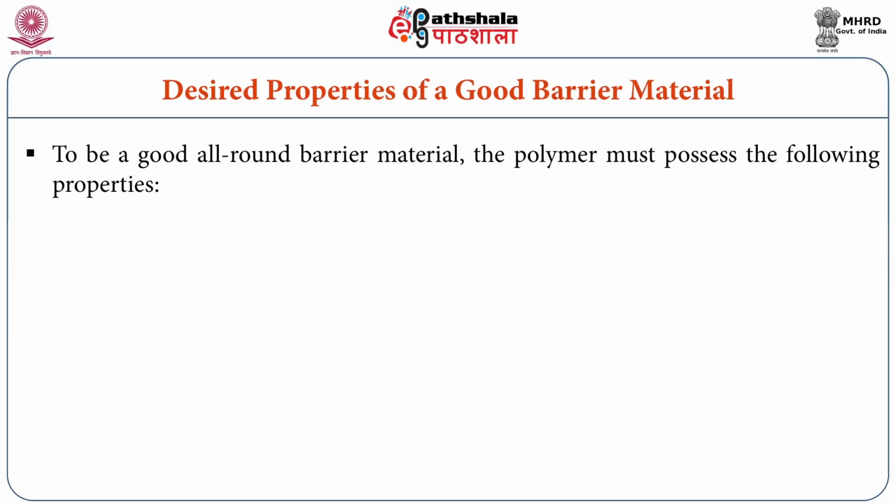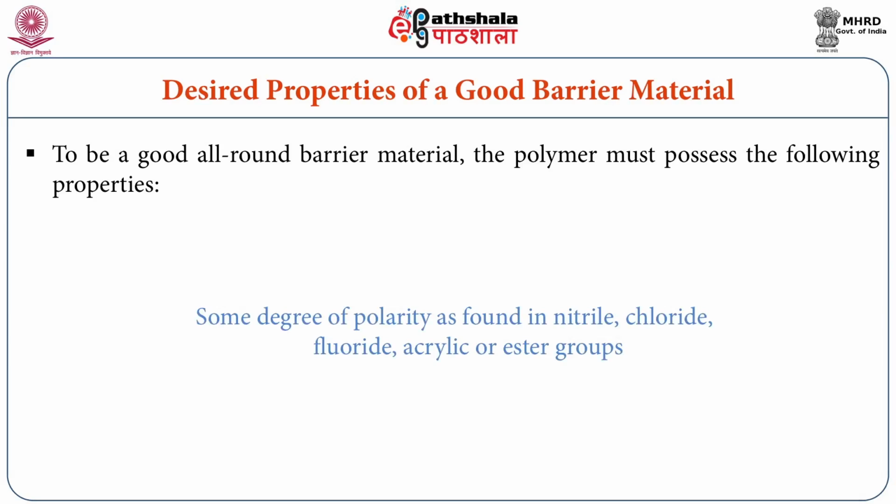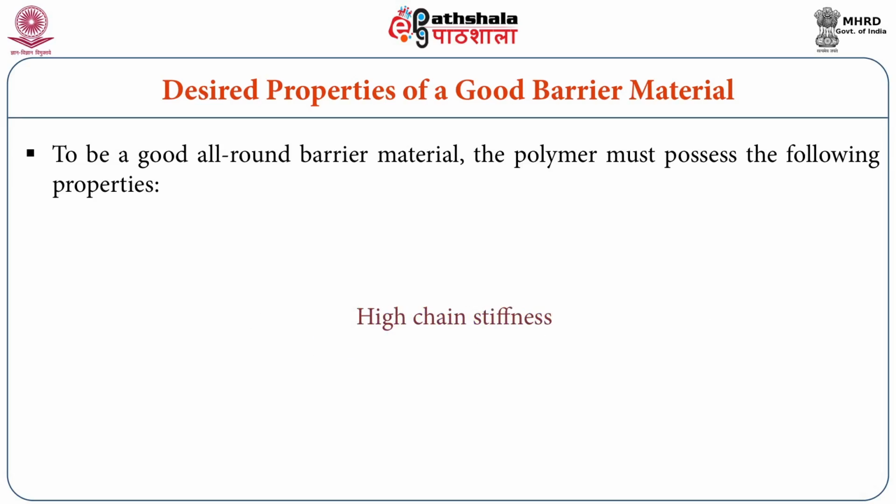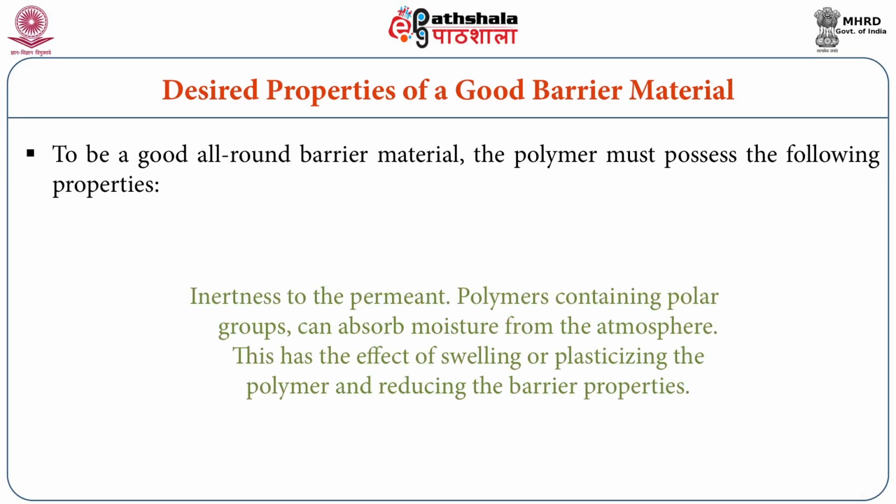To be a good all-rounder barrier material, the polymer must possess some of the following properties, which include some degree of polarity as found in nitrile, chloride, fluoride, acrylic or ester groups, high chain stiffness, and inertness to the permeant. Polymers containing polar groups can absorb moisture from the atmosphere. This has the effect of swelling or plasticizing the polymer and reducing the barrier properties.